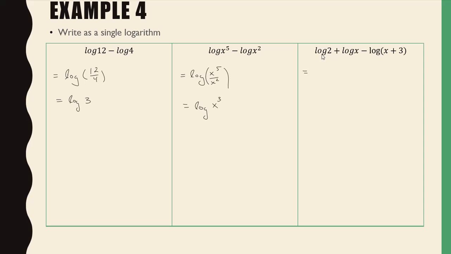Our final one, here we have to use the product law and the quotient law, so we're going to go left to right. So first I'm going to do this plus, which is a multiplication inside the log, so it becomes 2x, and we still have this minus log x plus 3. And then when we have the same base and a subtraction, it's going to become a division inside of that log. So it's going to become 2x over x plus 3. And now it is written as a single logarithm.